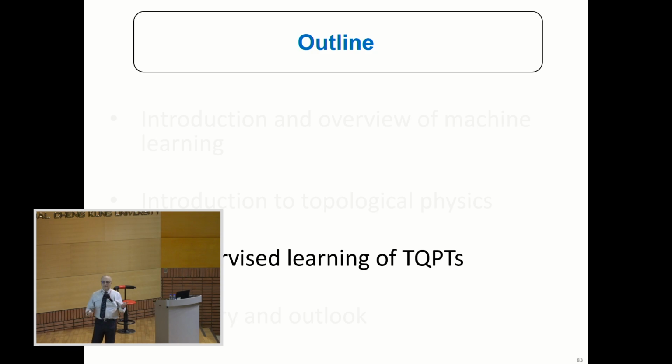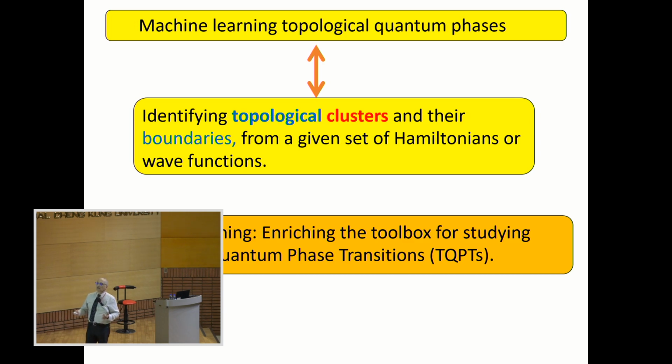So the question is how to do unsupervised learning of these topological quantum phase transitions. We would like to identify this topological cluster. So we need to look in phase space, in feature space, they call it here, and then have the right metric and be able to find separate clusters and boundaries for a given set of Hamiltonians or wave functions. So machine learning is enriching the toolbox for studying topological quantum phase transitions.